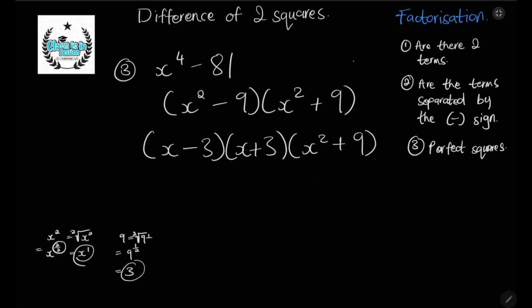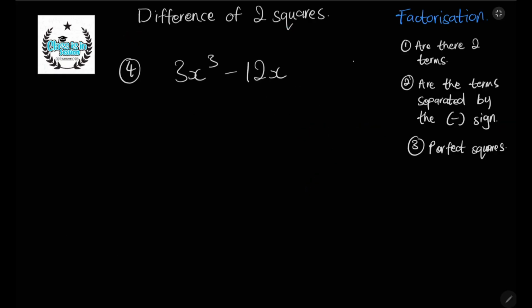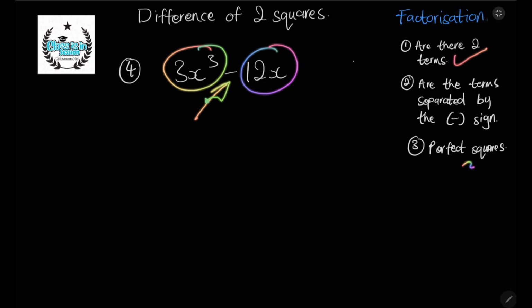Now let's try the fourth example. You have 3x cubed minus 12x. Let's check our conditions. Are there two terms? Term 1, term 2? Yes. Are the terms separated by a minus sign? Yes. Are they perfect squares? We have 3x cubed, which isn't a perfect square, minus 12x, which also isn't a perfect square.